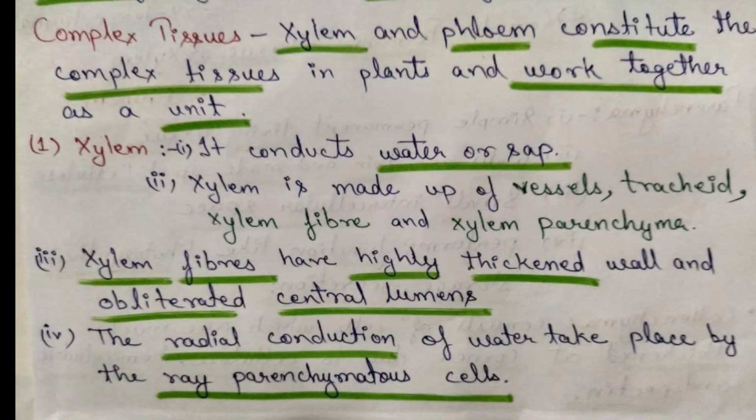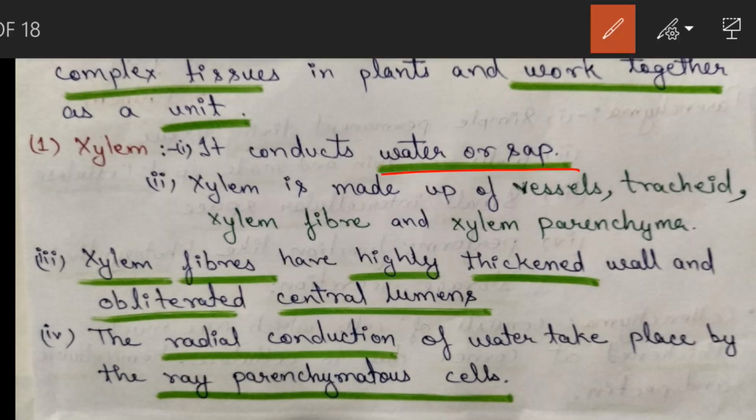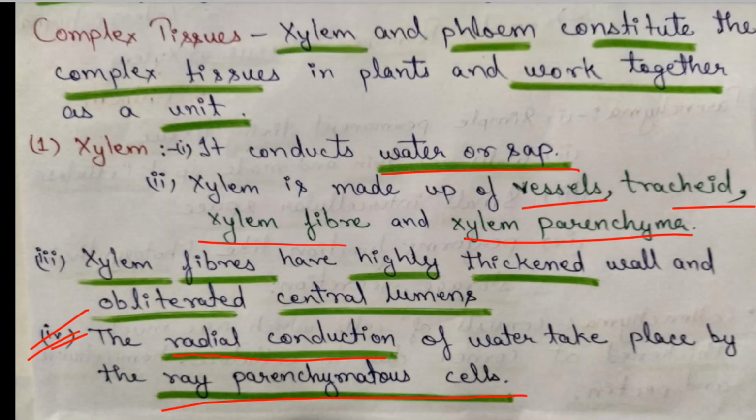Next we look at complex tissue. Xylem and phloem constitute the complex tissue in plant and work together as a unit. So we look at xylem. It conducts water or sap. Xylem is made up of vessel, tracheids, xylem fiber, parenchyma. Xylem fiber has highly thickened wall and obliterated central lumen. This is a very important point, you have to remember this. The radial conduction of water takes place by ray parenchymatous cell. In this tissue we have three dead cells and one is living. Vessel, tracheid and xylem fiber are dead and xylem parenchyma is the living one.